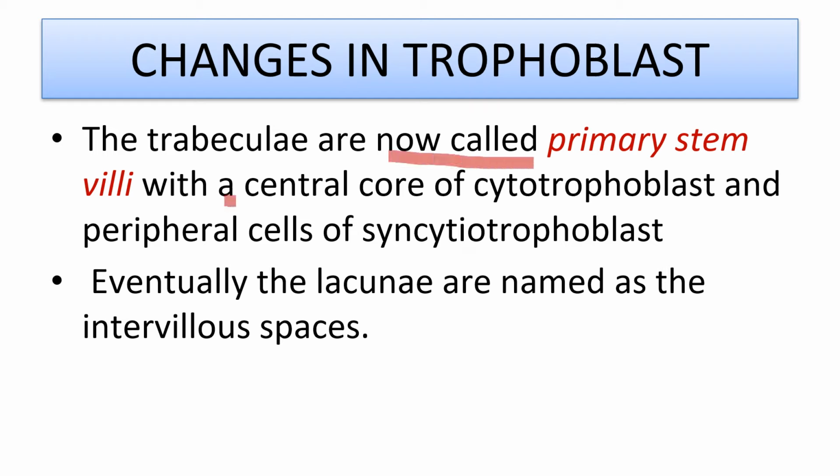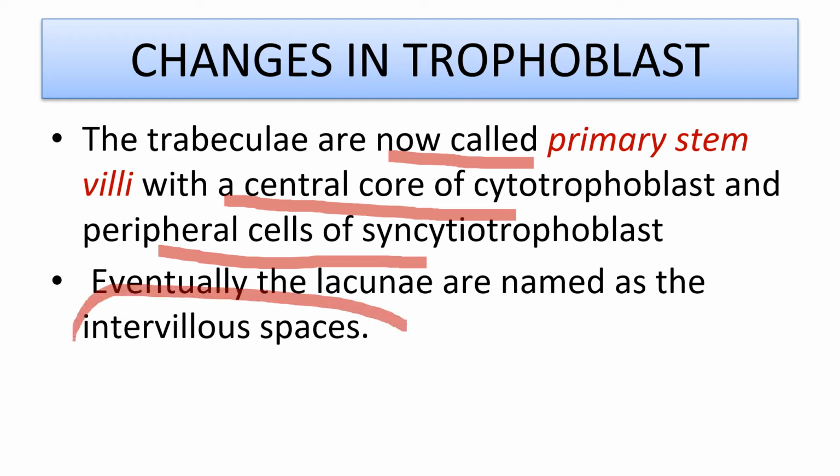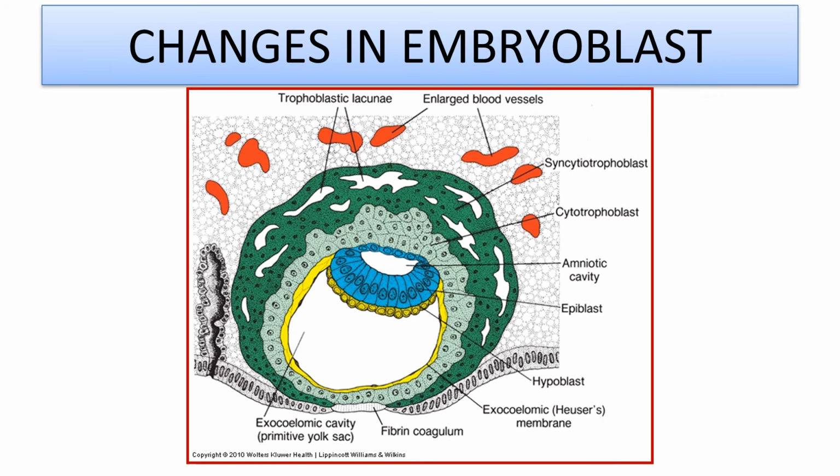What is this primary stem villus? It has a central core of cytotrophoblast and peripheral syncytiotrophoblast. Now the lacunae are called intervillous spaces. So this is the starting point of the formation of the placenta, the formation of primary stem villi. Primary stem villi contain cytotrophoblast in the center and syncytiotrophoblast in the periphery. We have completed the changes in the trophoblast.